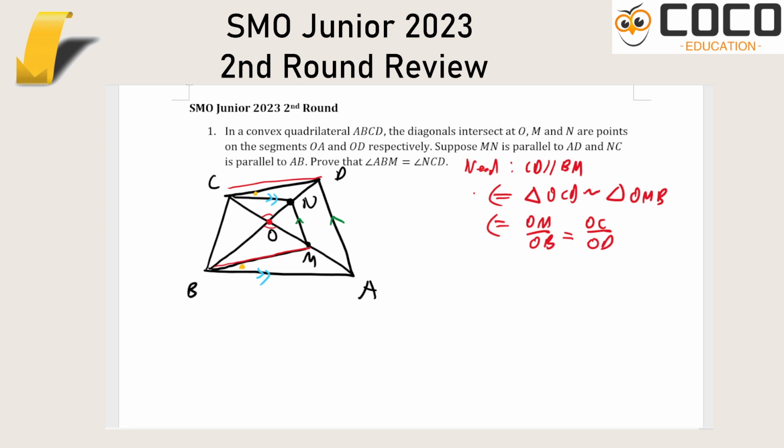Now let's note down those lengths that I've just described. So we have got OM, we've got OB, OC, and OD.